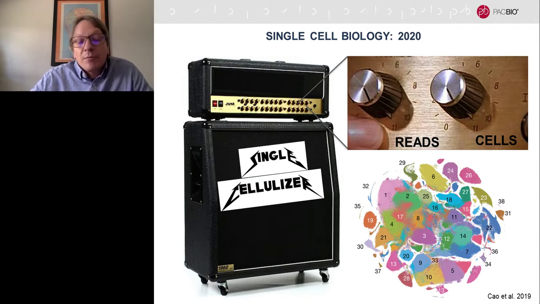And so the theme that we're seeing that goes through many of these studies is that no matter what technology here, whatever single cellulizer you're using, the main theme is to increase the number of reads and increase the number of cells that are assayed at one time. And so this is a clustering that shows 2 million mouse cells that have been evaluated at one time.